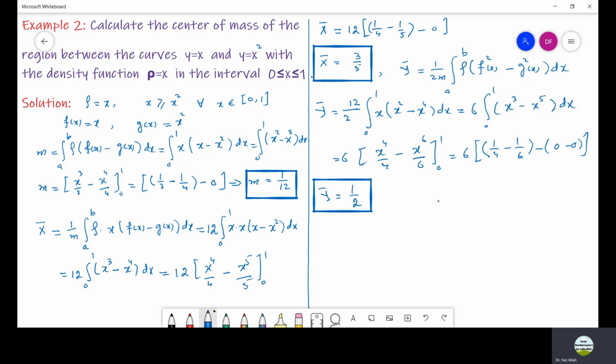Hence, center of mass is equal to x bar comma y bar. Let us put the values. So we have 3 by 5 comma 1 over 2, and that is the required solution.